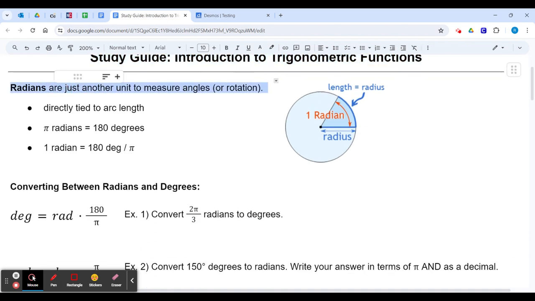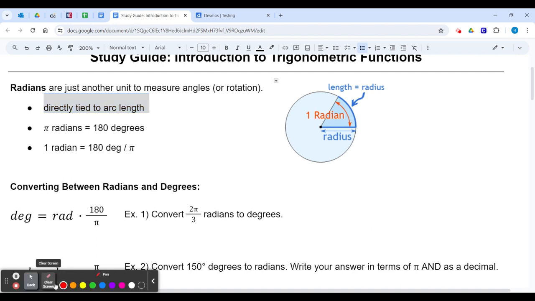Radians are just another way to measure angles or rotation. Normally we see degrees. Radians are just another way to do that. And the key takeaway here, it is directly tied to our arc length. If we take that radius and we wrap that radius around our circle and create an arc there, okay, that angle that's made gives us 1 radian. So that might come up as a question just based on the definition of what a radian is. So be mindful of that.